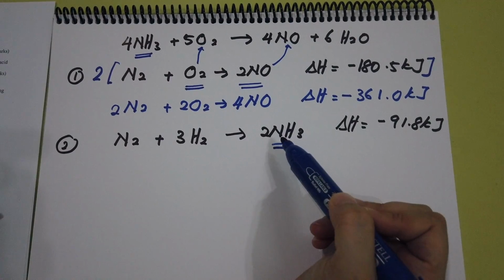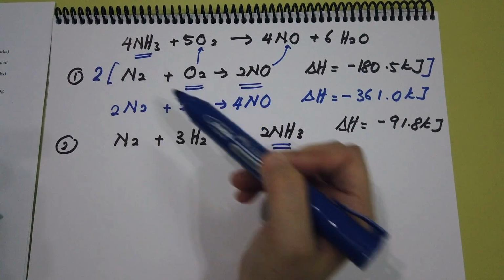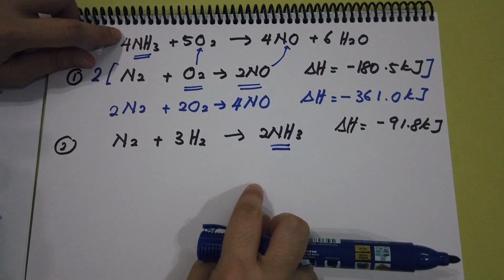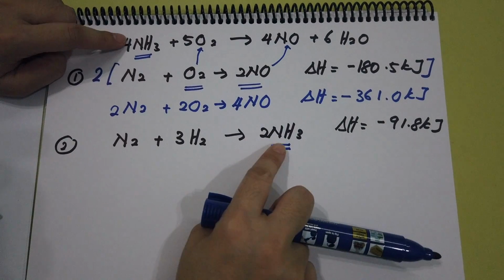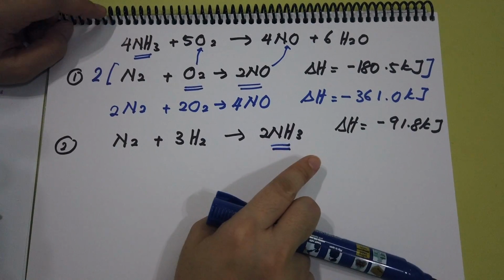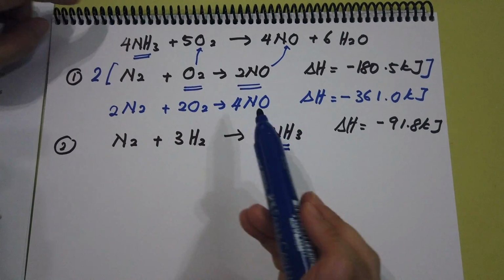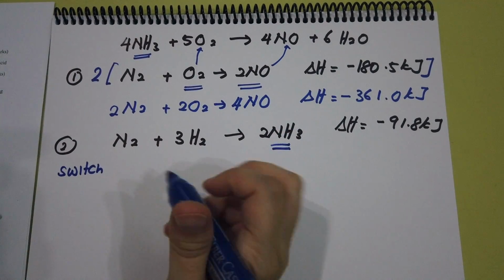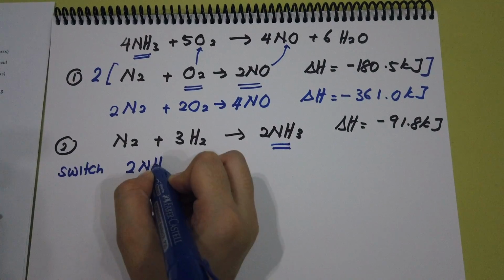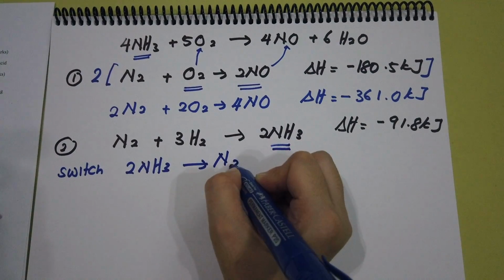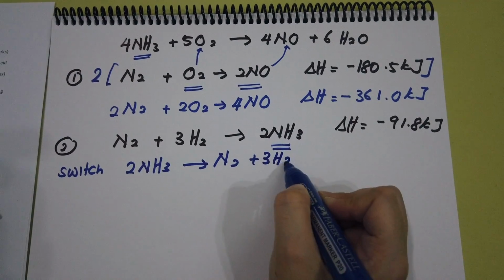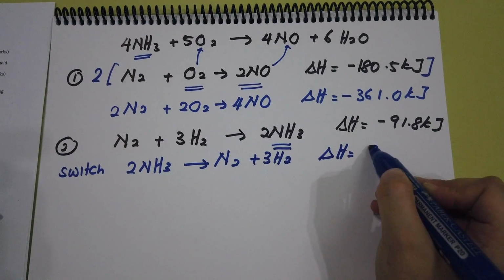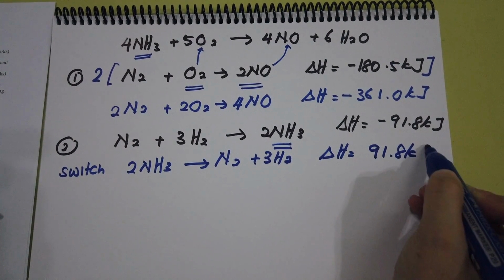In this one, you need 4, right? But the first thing you need to do is look at here: your NH3 is in the reactant in the target, and here it is in the product. So you need to switch the position. 2NH3 will produce N2 plus 3H2, and the delta H, which was negative, becomes positive 91.8 kilojoule.